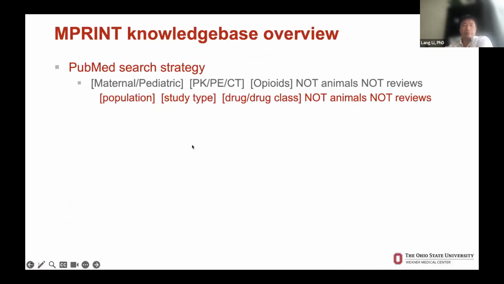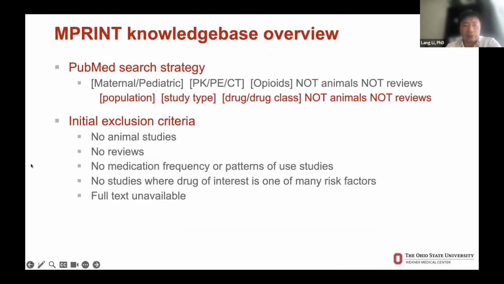When we were trying to build the MPRINT knowledge base, we did a PubMed search using keywords. This is the set of keywords we have used so far. And we also applied some exclusion criteria: no animal studies, no reviews, no medication frequency or pattern of use studies, no studies where the drug of interest is one of the major risk factors, and if the full text is not available, we basically cannot get the data. Those are the major exclusion criteria when we do the data extraction.